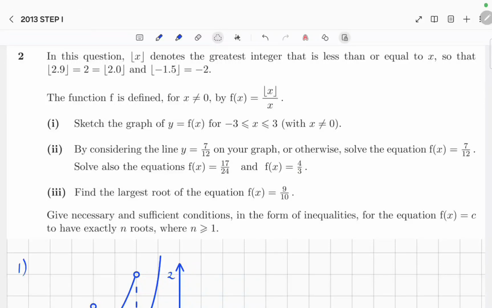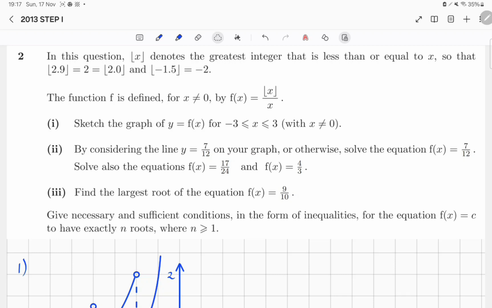Hello and welcome back. Today we'll be doing question 2 from the 2013 STEP Paper 1. So, let's get started. In this question, this symbol over here, which is the floor of x, denotes the greatest integer that is less than or equal to x, so that floor 2.9 is equal to 2, which is equal to the floor of 2, and the floor of negative 1.5 is equal to negative 2.